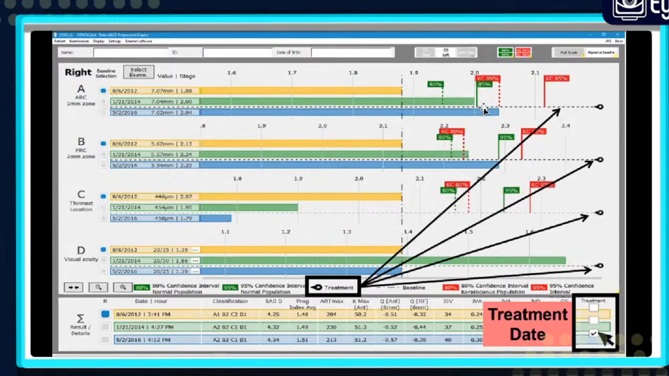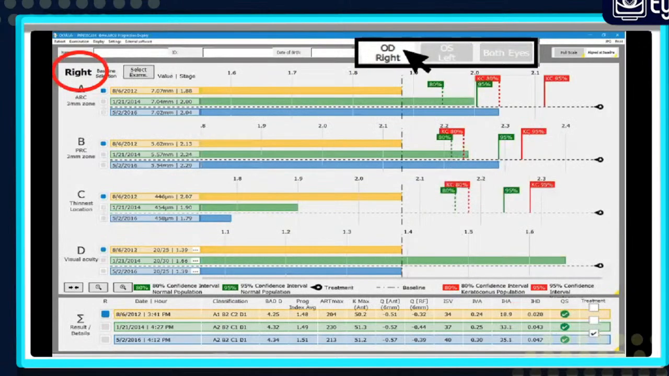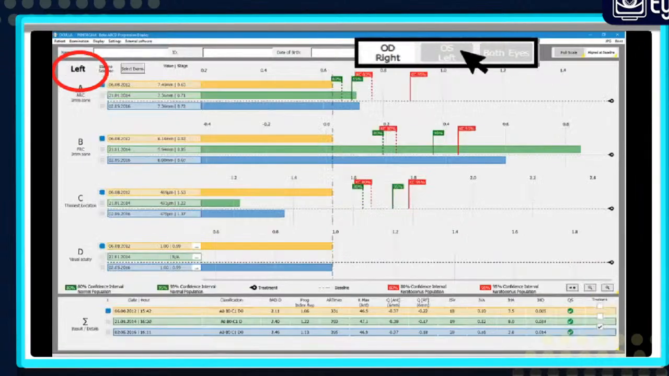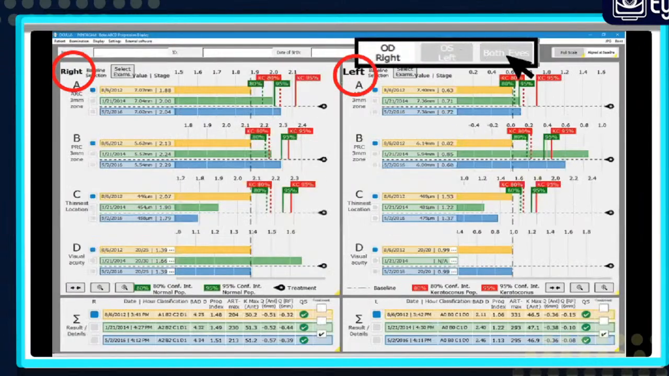Is this horizontal dotted line, as you can see here, with a location symbol at the end. For laterality, you can choose which eye you want to be displayed. You just have to click on the tabs if you want the right eye, the left eye, or you can display both eyes for comparison.